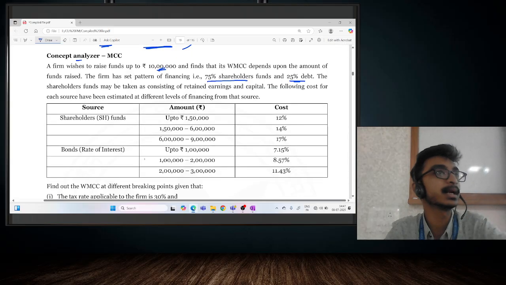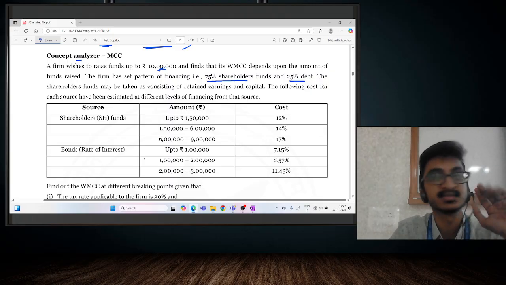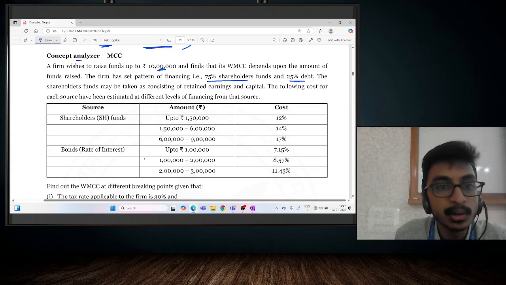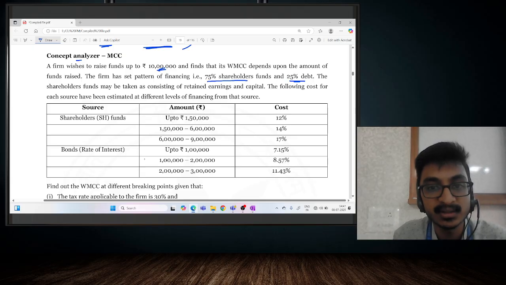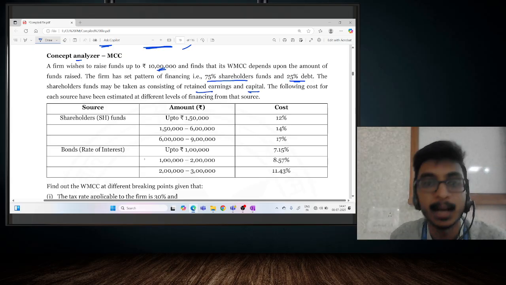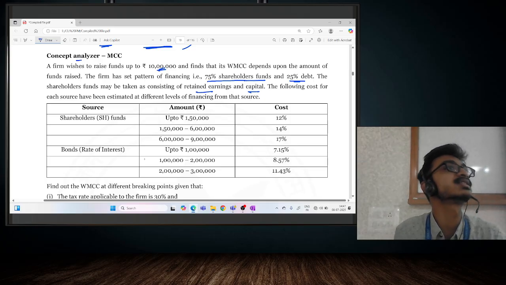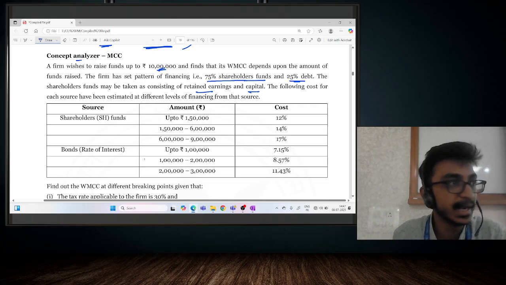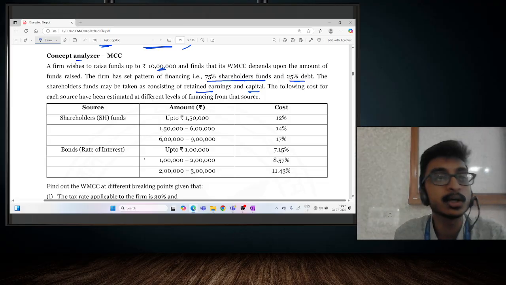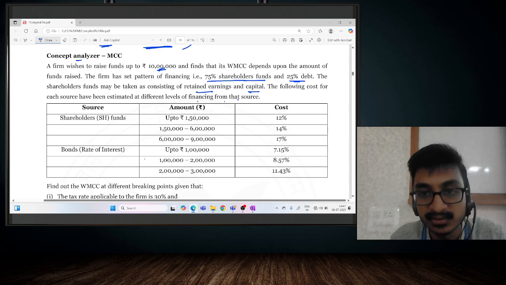So the first step is already done. Determining the weights is already done. So we have to start from the second step. The shareholders funds may be taken as consisting of retained earnings and capital. So what is important is, the shareholders fund is not just share capital, it also includes some amount of retained earnings. The following costs for each source have been estimated at different levels of financing from that source.